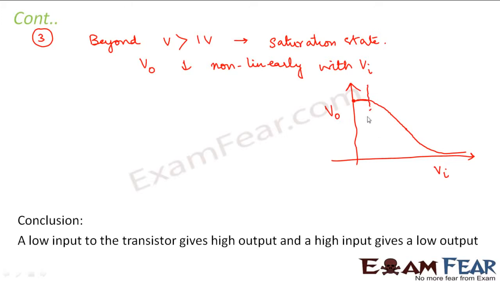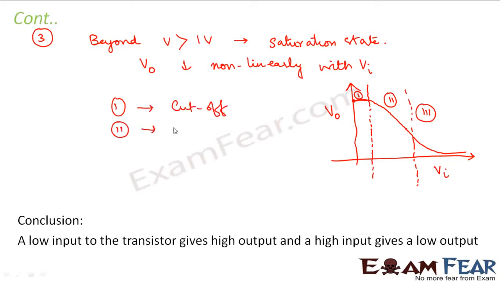So that means you can divide it into three regions. This is region 1, this is region 2, and this is region 3. Region 1 is the cut-off region, region 2 is the active region, and region 3 is the saturation region. So we see the variation of voltages in the three different regions of the transistor.